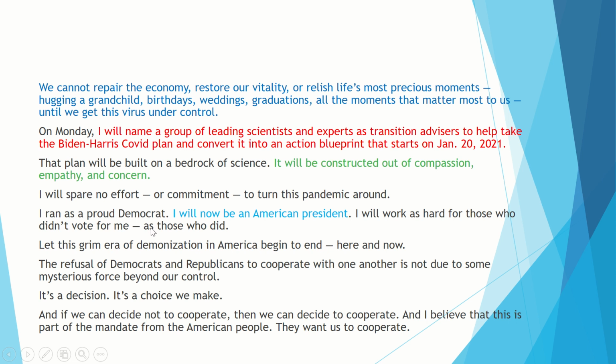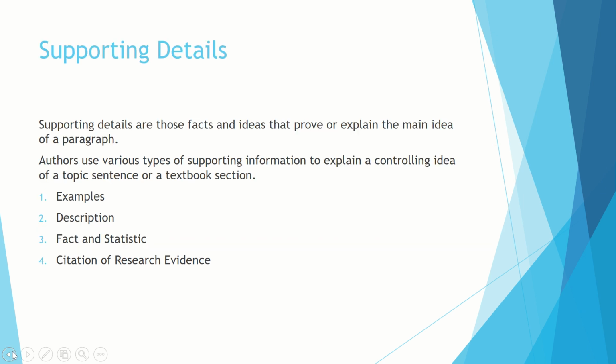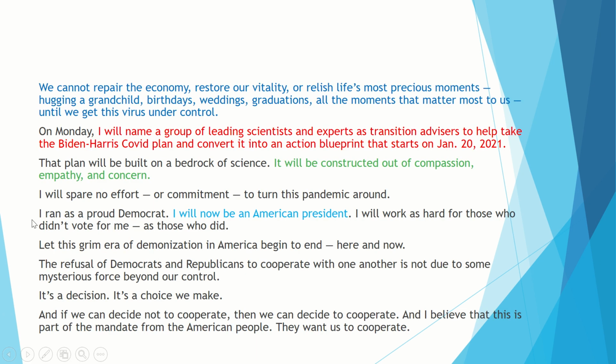And lastly, we see this line: I will now be an American president. Well, this sentence is of the spotting detail type fact and statistic. Why? Because he was already declared the president-elect of the United States, and when he says I will now be an American president, that's the basic fact that we know. Okay, then let us move to the next one.